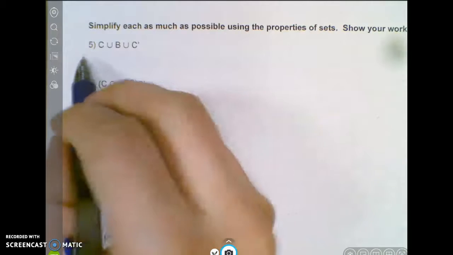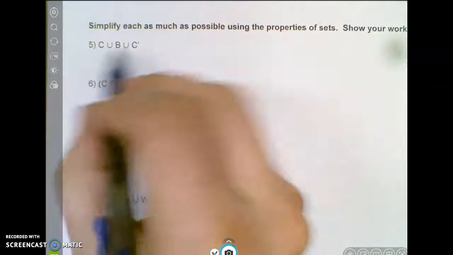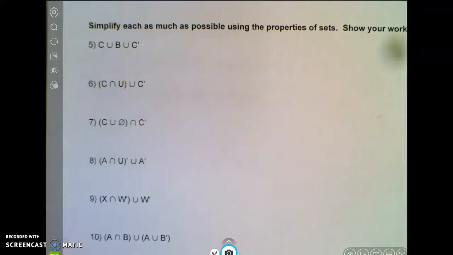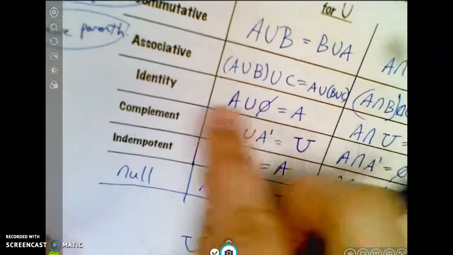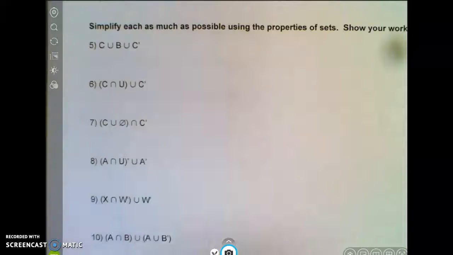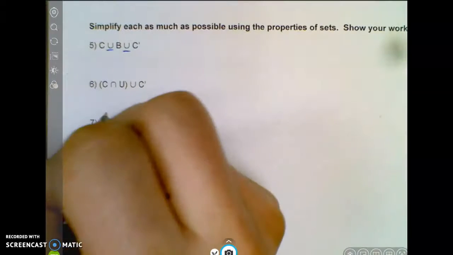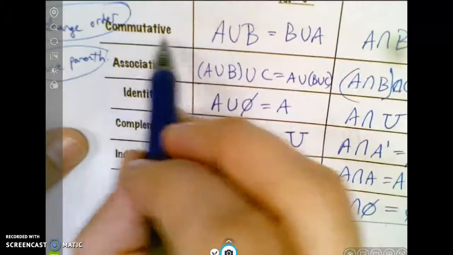So let's do this one here, number 5. We'll try this. I'll show you. Simplifying means to use all your rules. So I'm allowed to use commutative, associative, identity, all of these rules to help me get to the end. So in here, what I notice is they all have unions. And if they all have unions, I know I'm allowed to move them around.